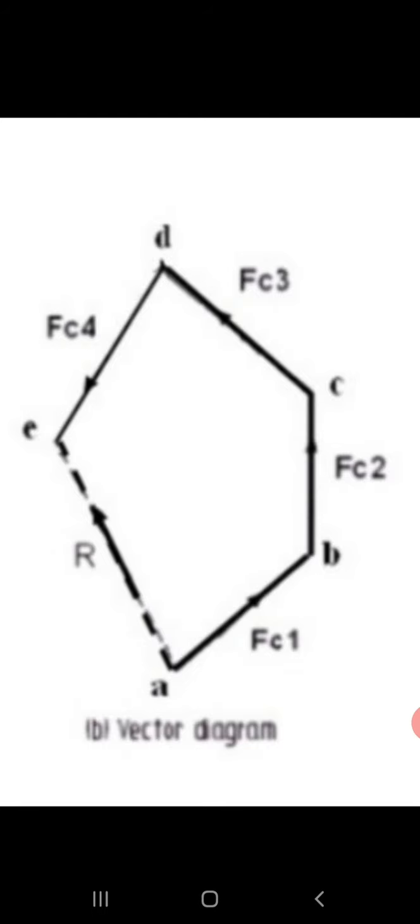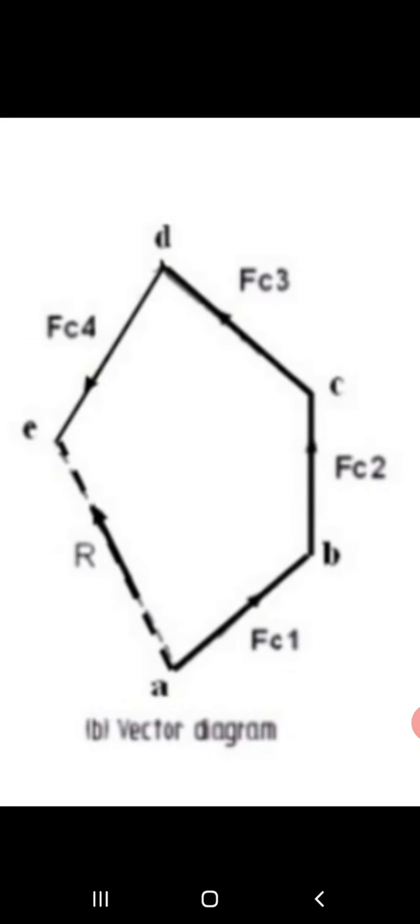Now again you have to repeat the same thing, that is, draw a line D to E with Fc4, taking the value of m4r4, converting it to scale and drawing a line at the angle theta 4. So draw a horizontal from point D, take an angle of theta 4, and draw D to E. Now you have reached point E.